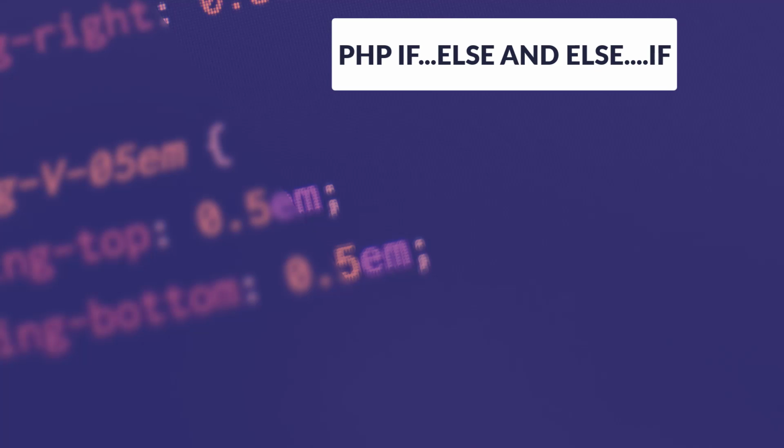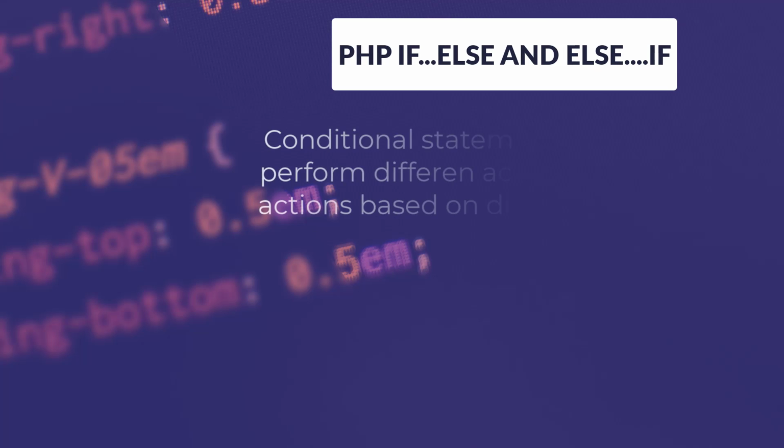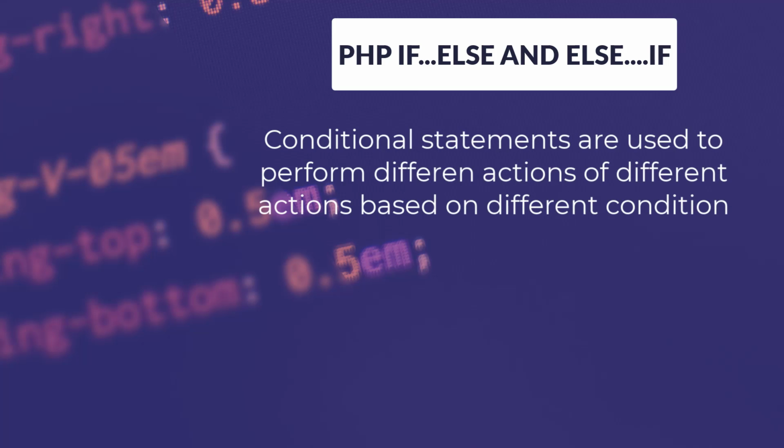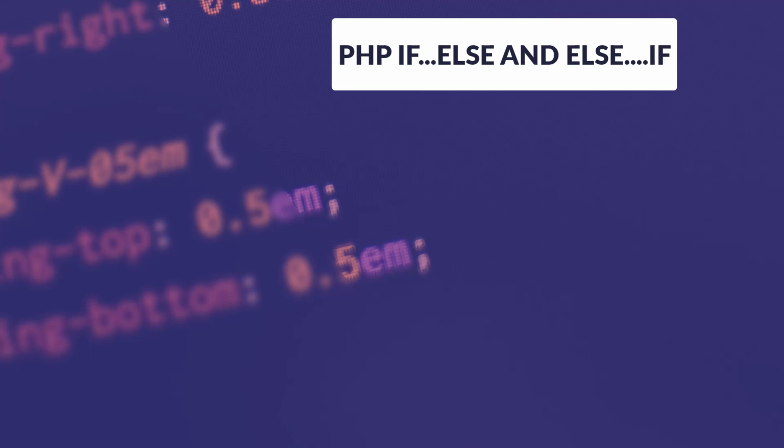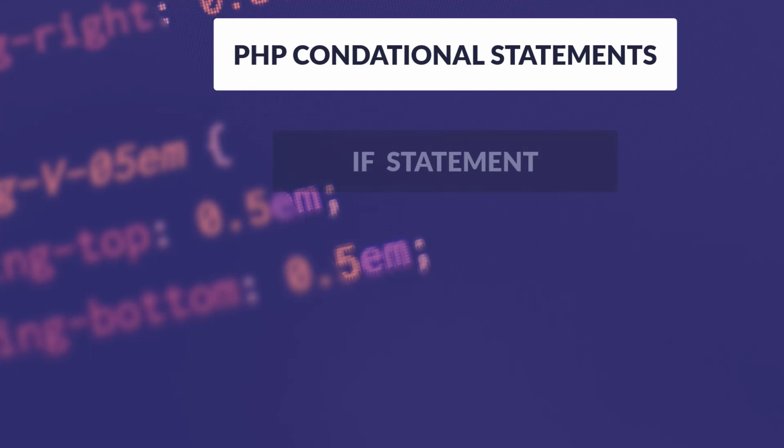PHP if, else, and else if. Conditional statements are used to perform different actions based on different conditions. If you are required to perform different actions for different conditions in PHP, you can use conditional statements in your code. In PHP, we have the following conditional statements.